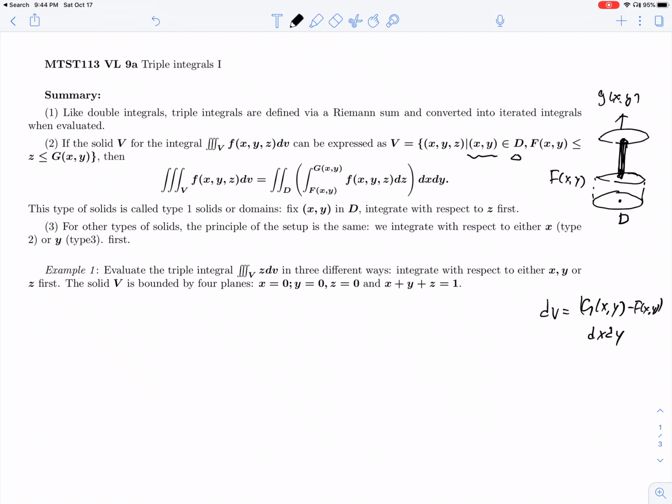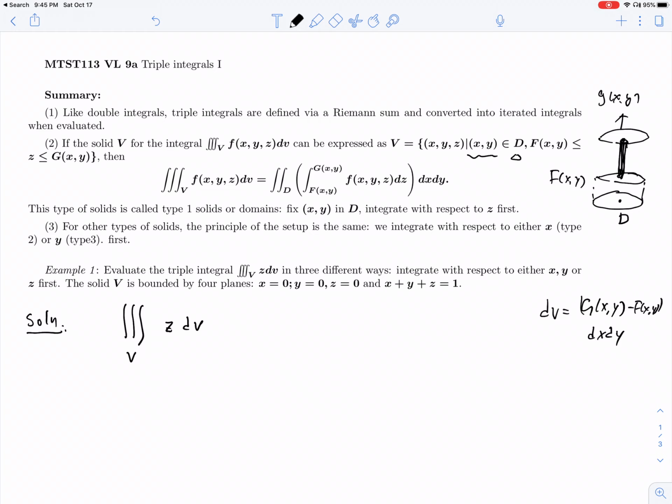Okay. But we are not finding the volume though. We are integrating a function. But fortunately, in our example over here, we also have a simple function to deal with. So what do we do? Let's start over here. First write down the triple integral. We have the triple integral, and we have V over here. V is the region we're going to describe, and the integrand is z dv.